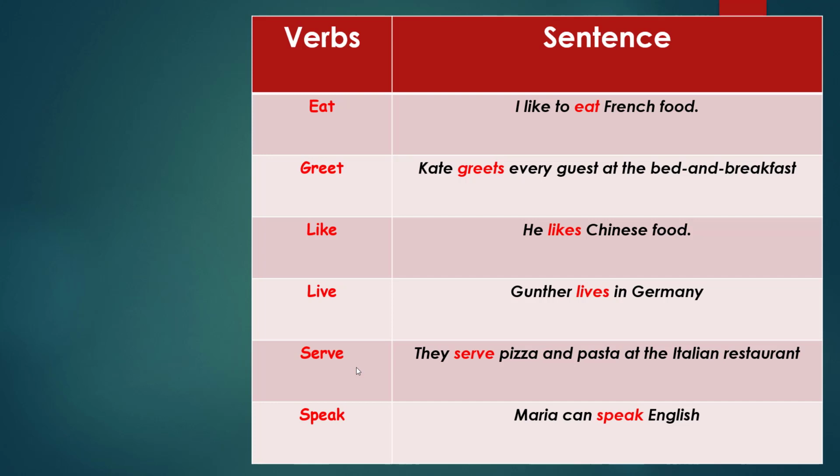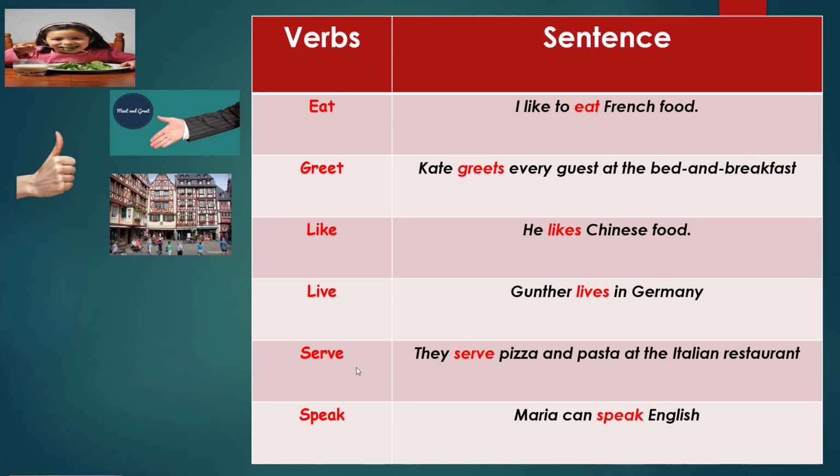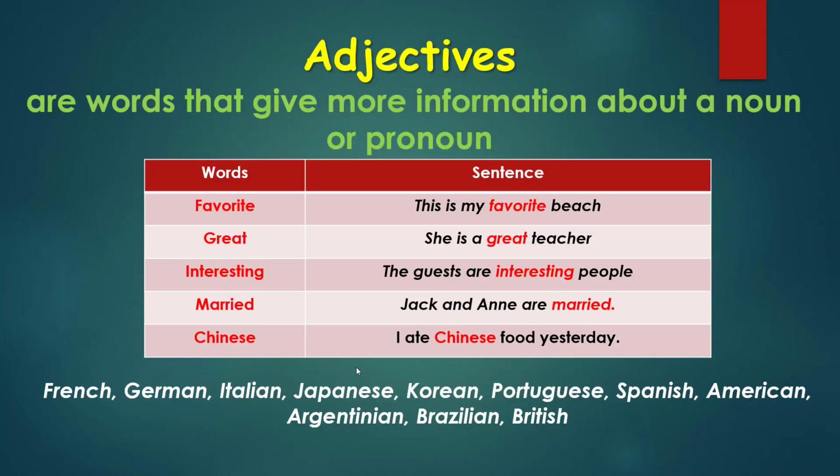We can use the above verbs in sentences as follows. I like to eat French food. Kate greets every guest at the bed and breakfast. He likes Chinese food. Gunther lives in Germany. They serve pizza and pasta at the Italian restaurant. Maria can speak English.